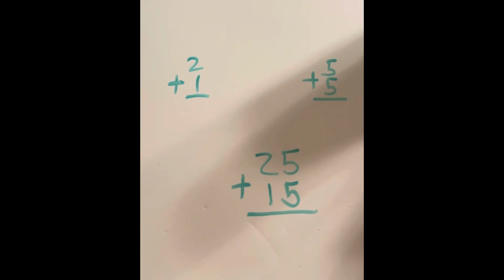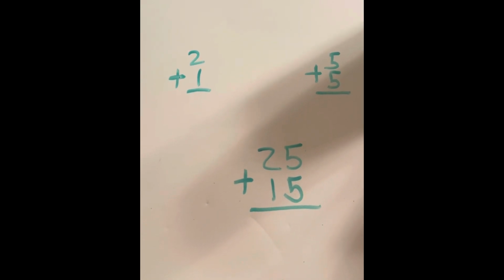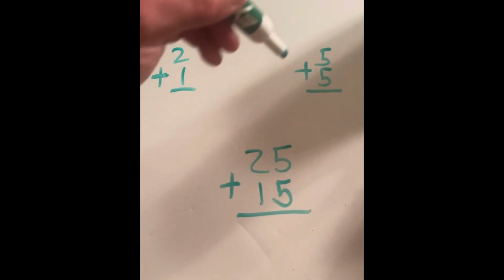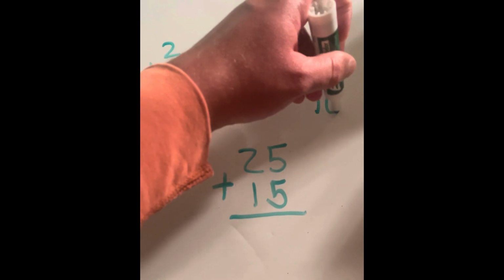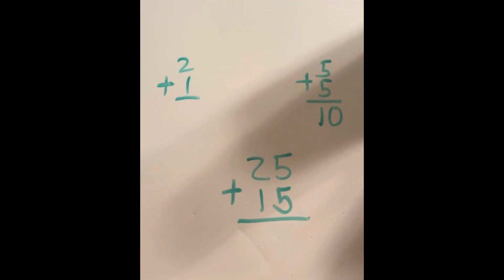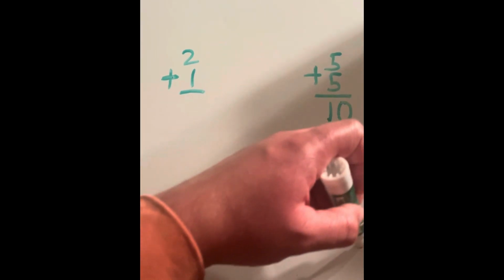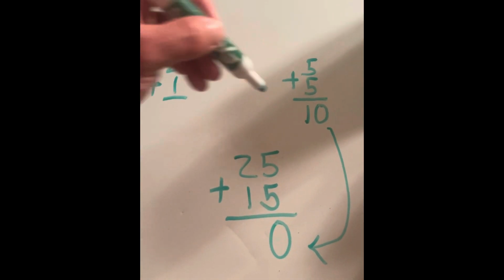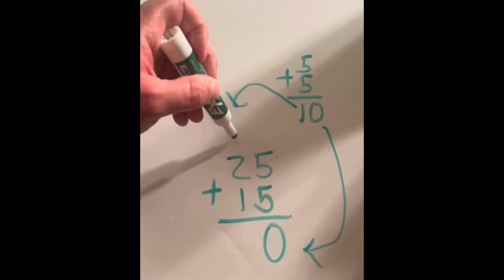So when we're solving addition problems, we regroup whenever the sum in either the ones or tens place is 10 or more. If the sum is 9 or less, we do not need to regroup. If the sum is 10 or more, we do need to regroup. Now looking at the digits in the ones place here, 5 plus 5 equals 10. So we have to regroup in the ones place. The 0 in the number 10 goes in the ones place. And then the 1 in the number 10 gets carried over to the tens place.